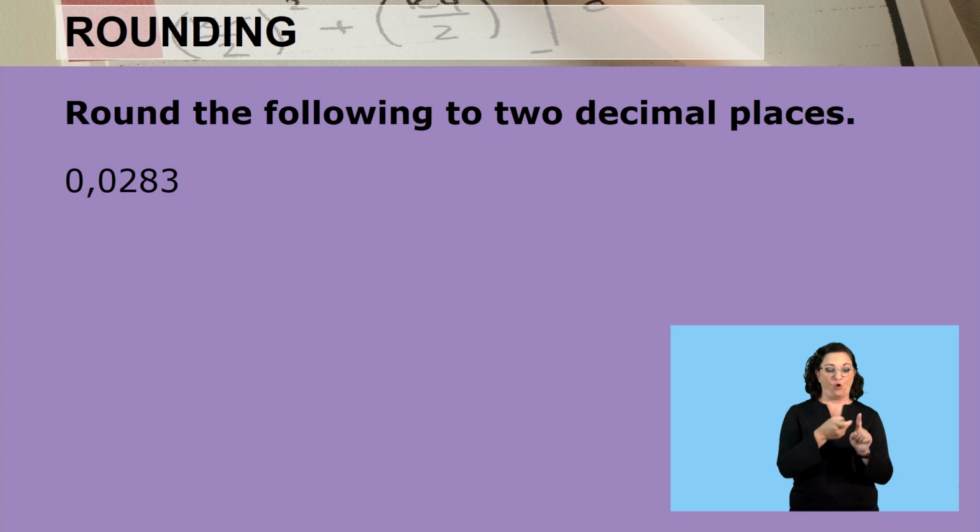1. Round the following to 2 decimal places. You have 0,0283 and you want to round it off. Let's look at a solution.